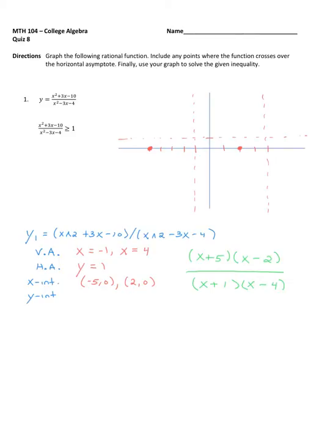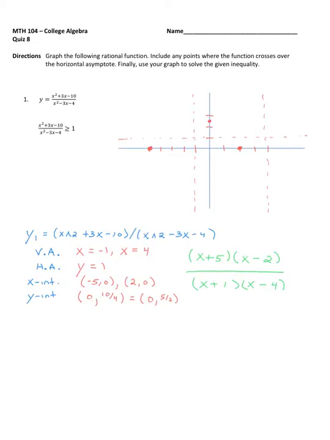And the y-intercept is going to be the ratio of the last two numbers, which is negative 10 over negative 4. That's positive 10 over 4. I mean, you can reduce that. That's the same thing as 5 halves. So that's going to be at 2.5.